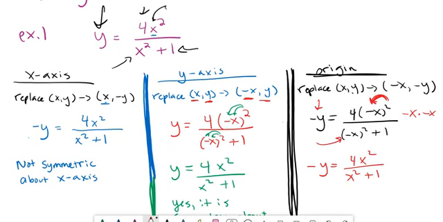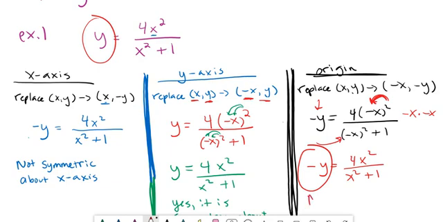And now I'm checking, does this red equation I have match the original purple equation? And it does not match it exactly. Again, for the same reason as before. The left-hand side should be just y, and this is a negative y. And so in this case, again, we would say it's not symmetric about the origin. Okay, so this particular equation would only have symmetry about the y-axis.